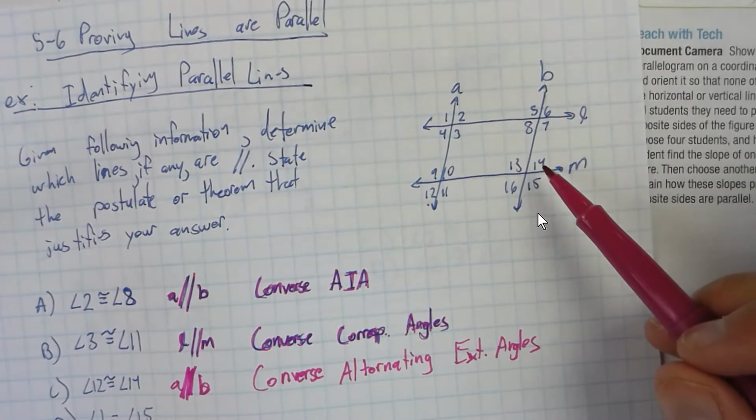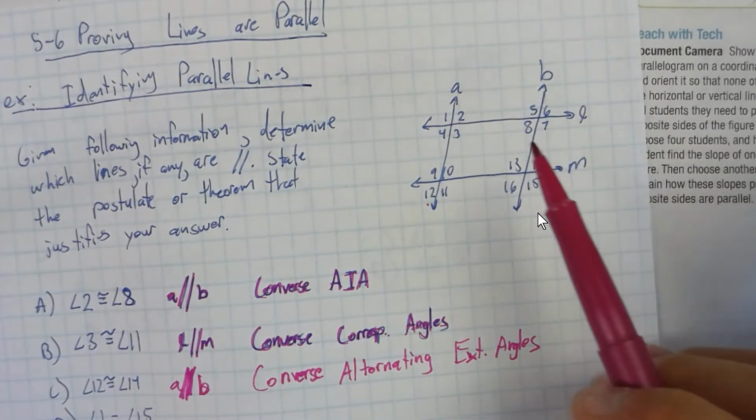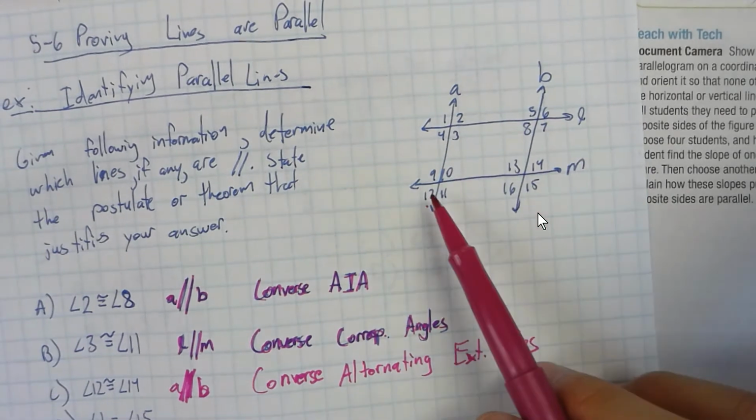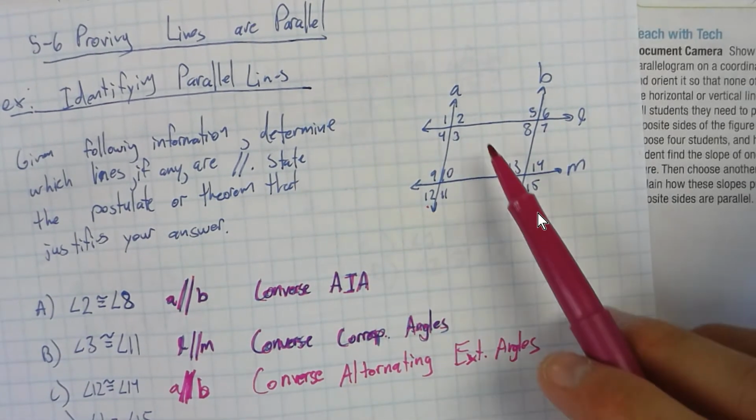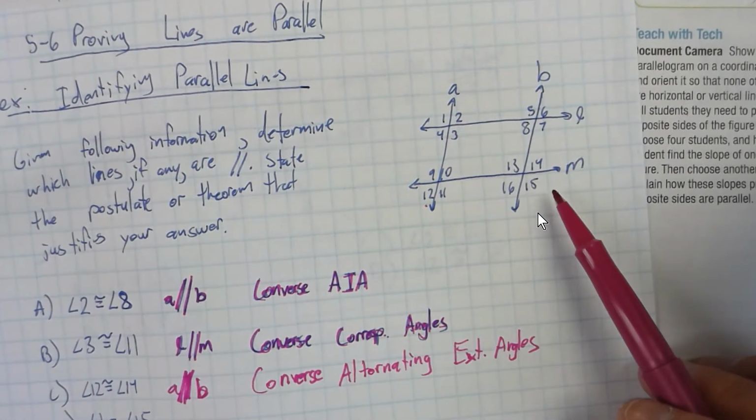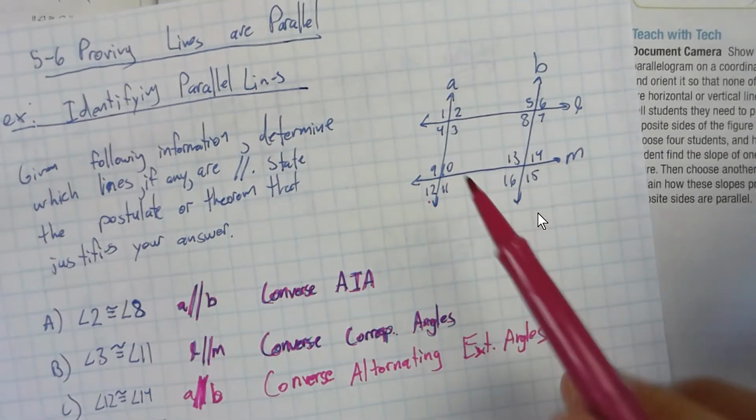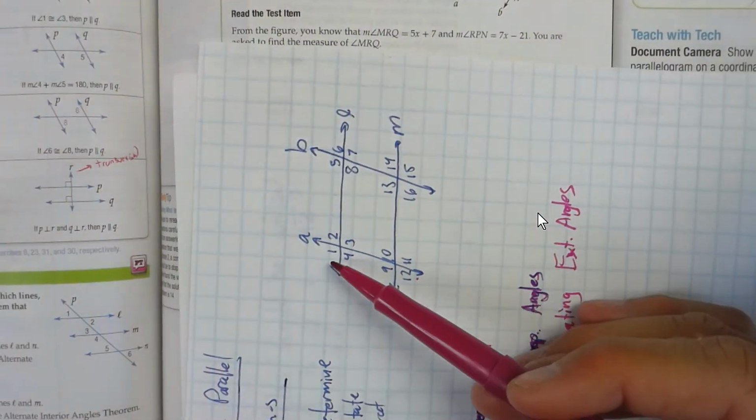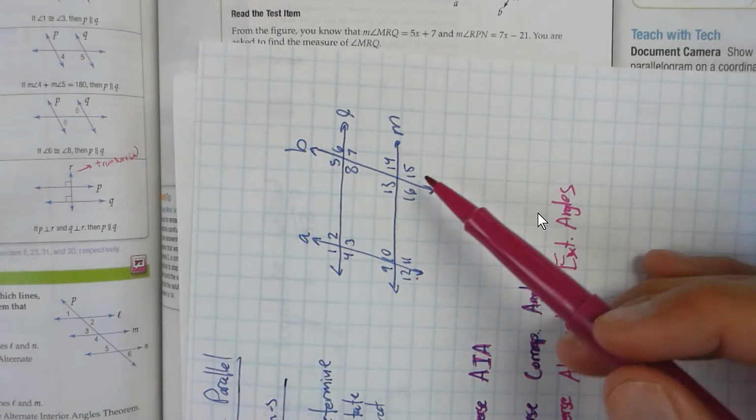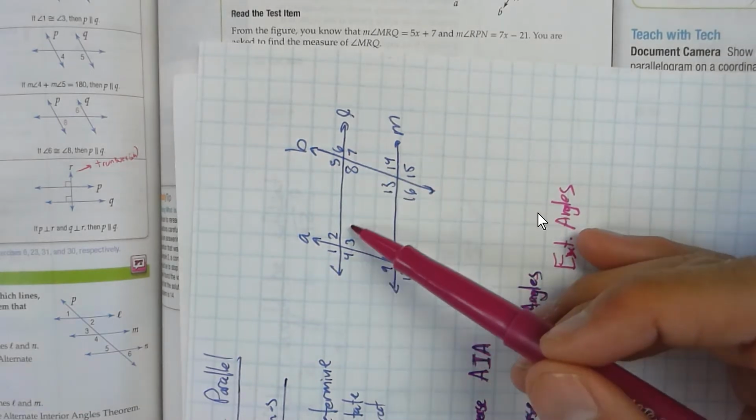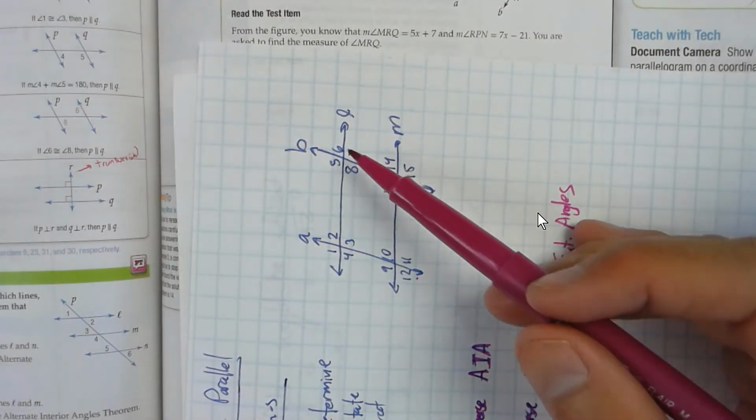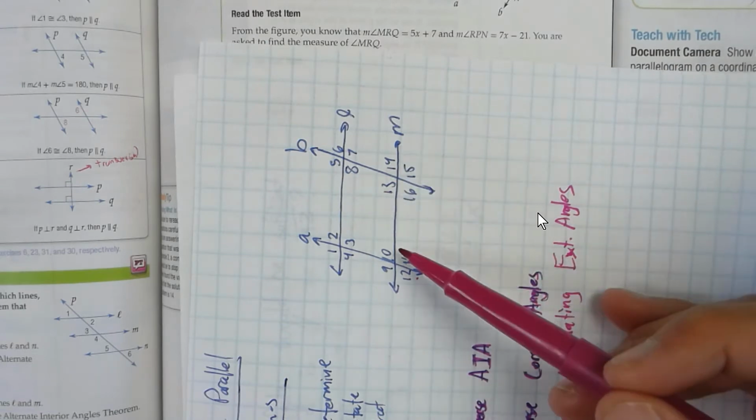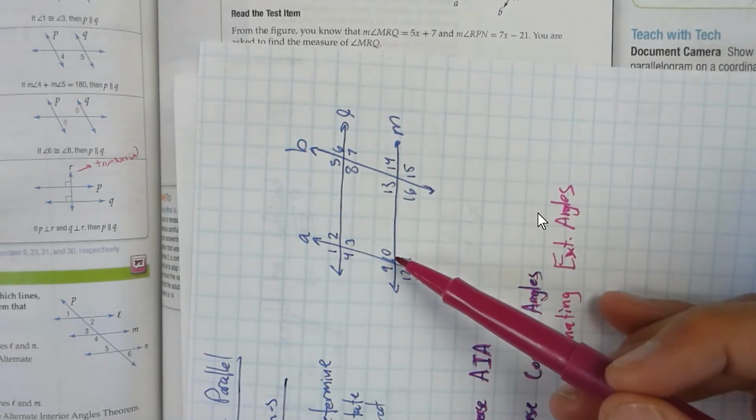Oh, well, let's see. I'm going to say that 1 and 15 look like they're on the exterior. And they're alternating. It looks like this is kind of going up and down. I'm going to say it's lines L and M that are trying to be proven parallel. But then I ask, what's the transversal between L and M?